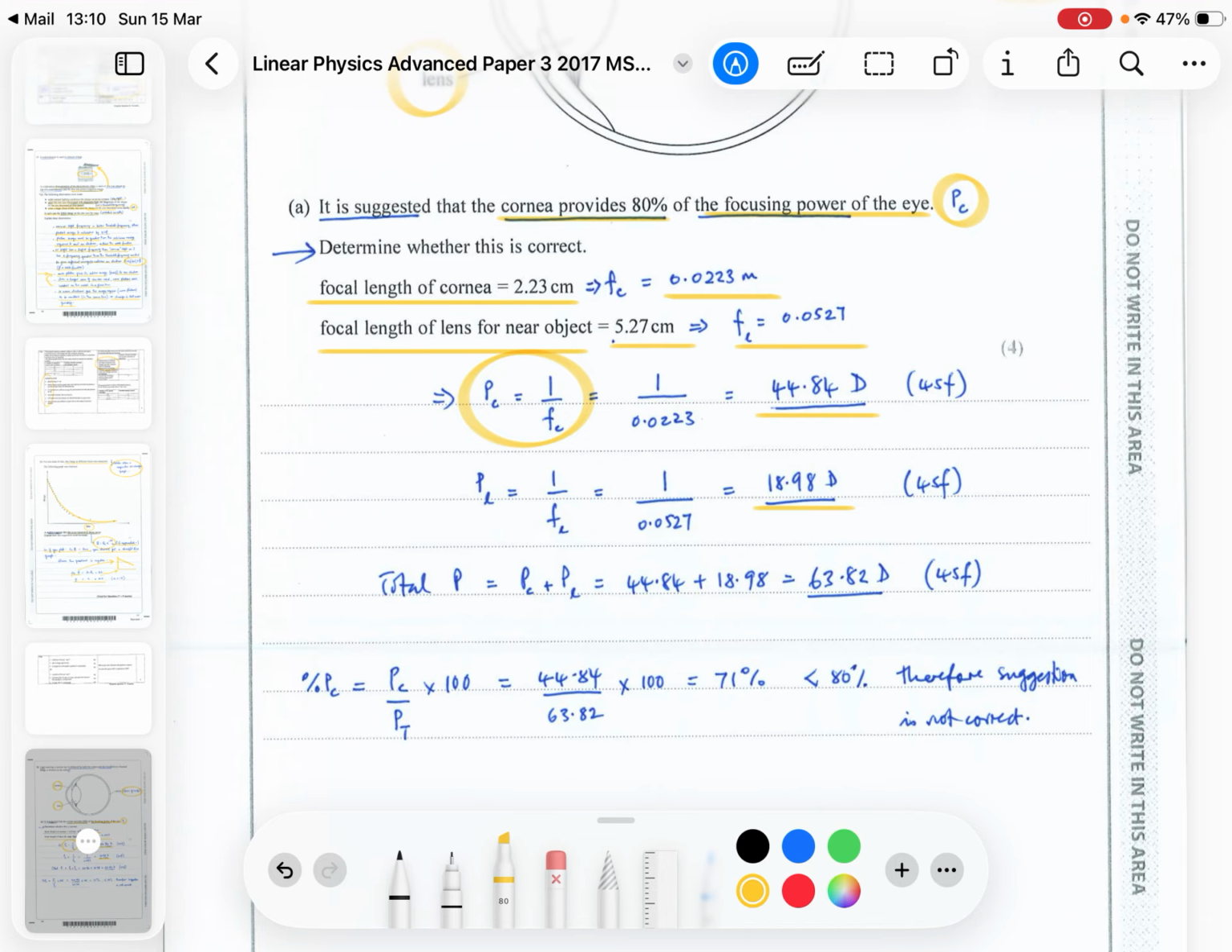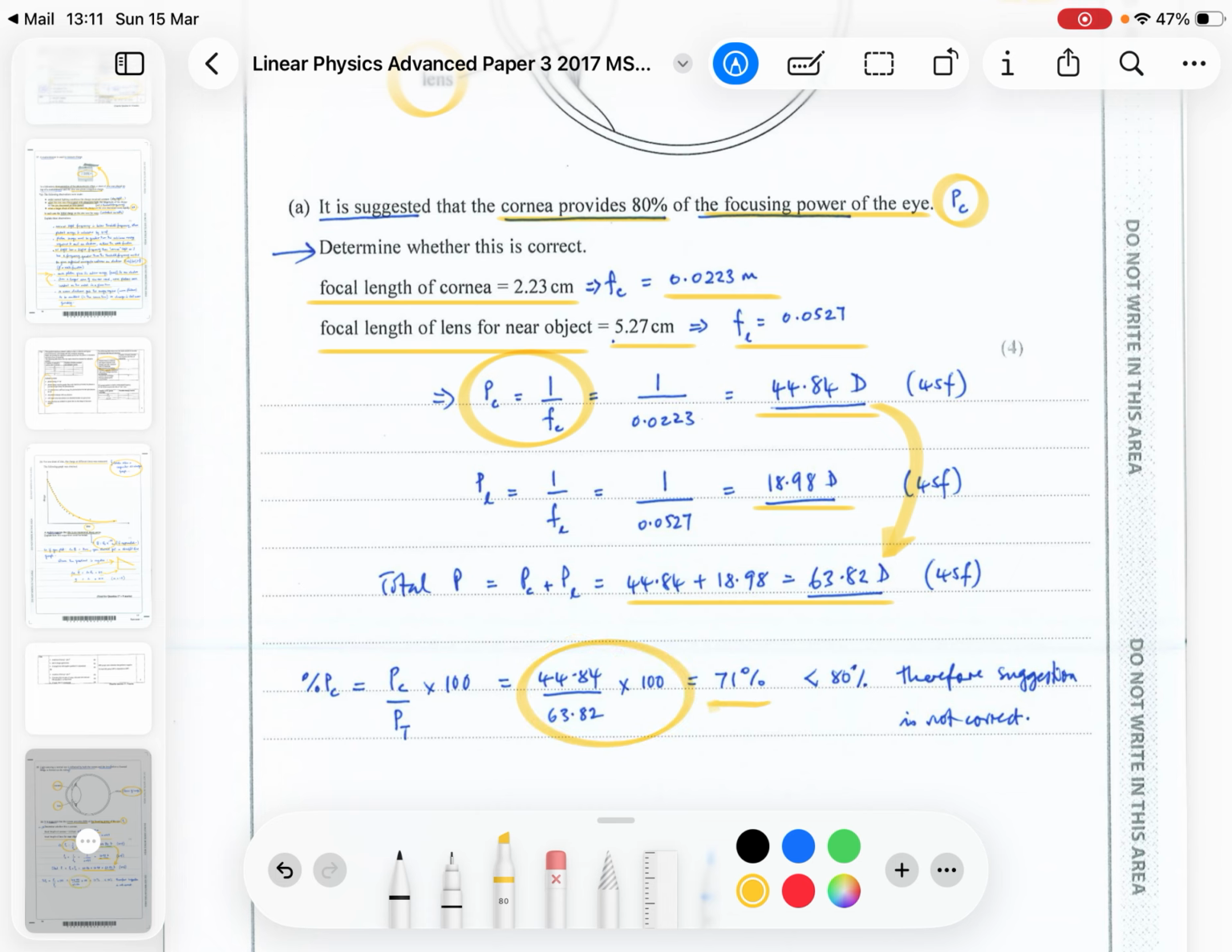But is it 80% of the total? The total, then you add them up and work out if this to that is 80. And if you do that as a percentage, you'll see that it's 71%. So it's less than 80%. So the suggestion is not correct.